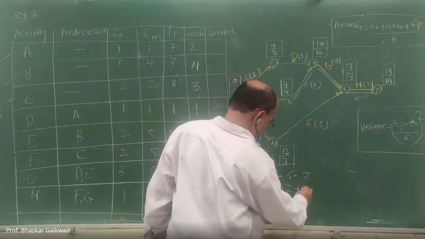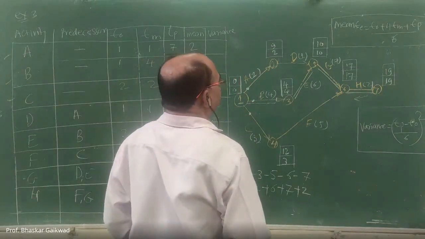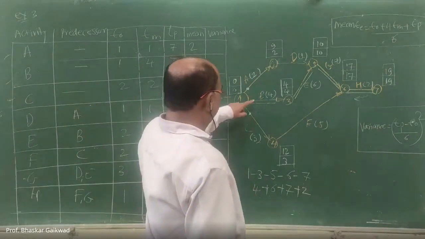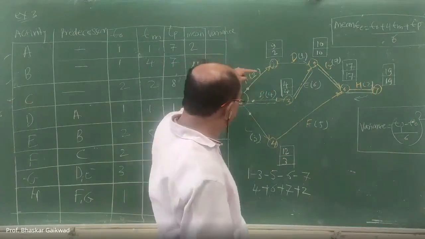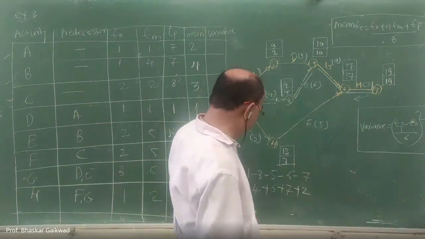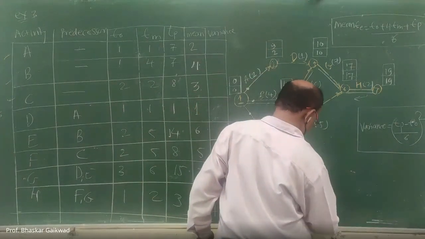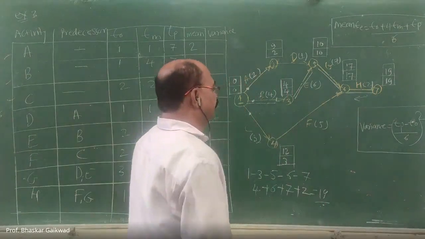Then 6 to 7, this 2. How much is this? See here: 4 plus 6 plus 7 plus 2 means 17, 19. So total time is 19. Duration time is 19. Okay.